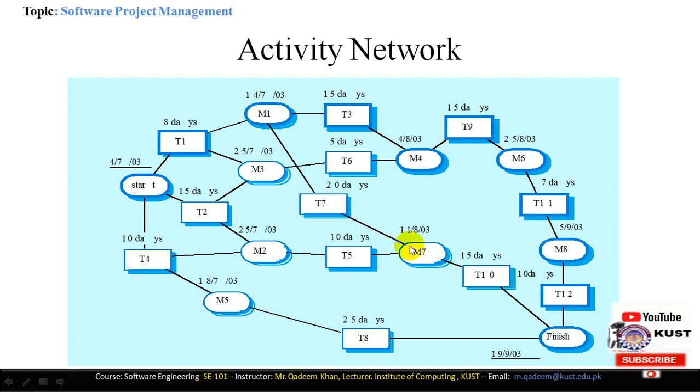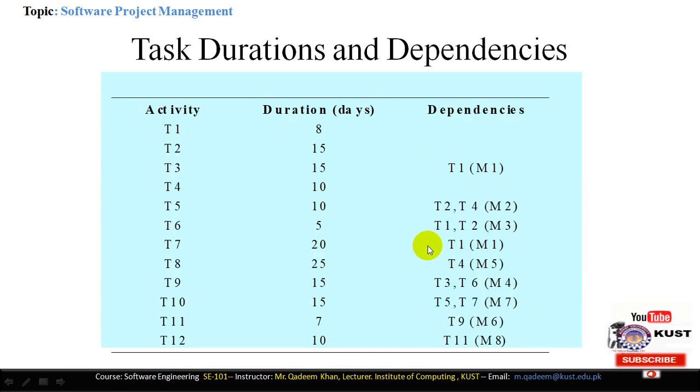So T7 is completed on 11/8/2003. If you add 20 to the 14, you will get 11 almost, and it also includes some holidays as well. So it should be properly noted that all holidays should be counted here. Okay. Similarly, T8, T9, T10 and so on for all.